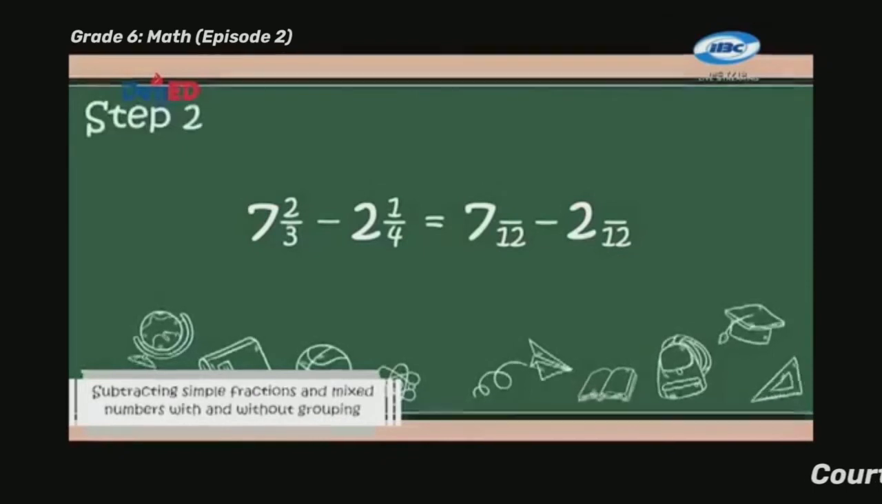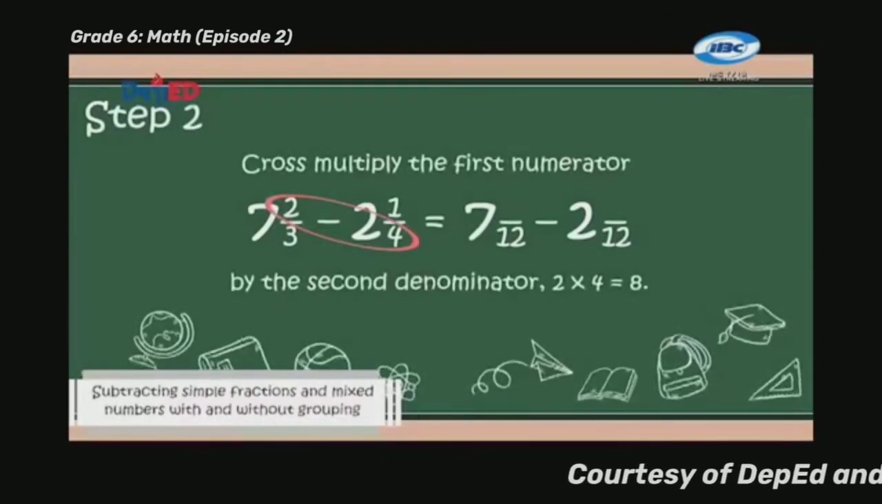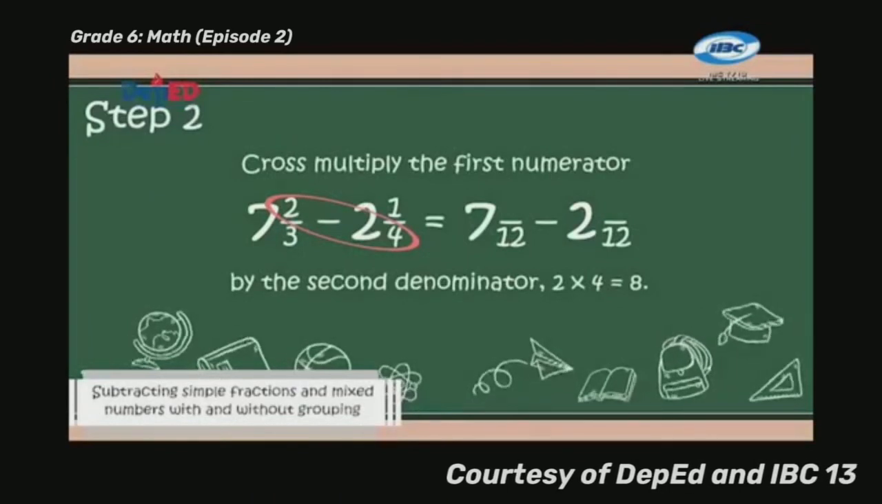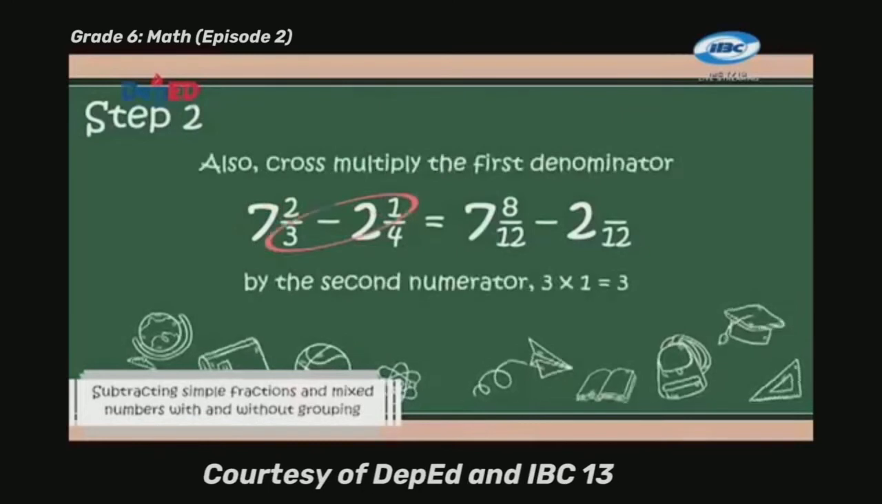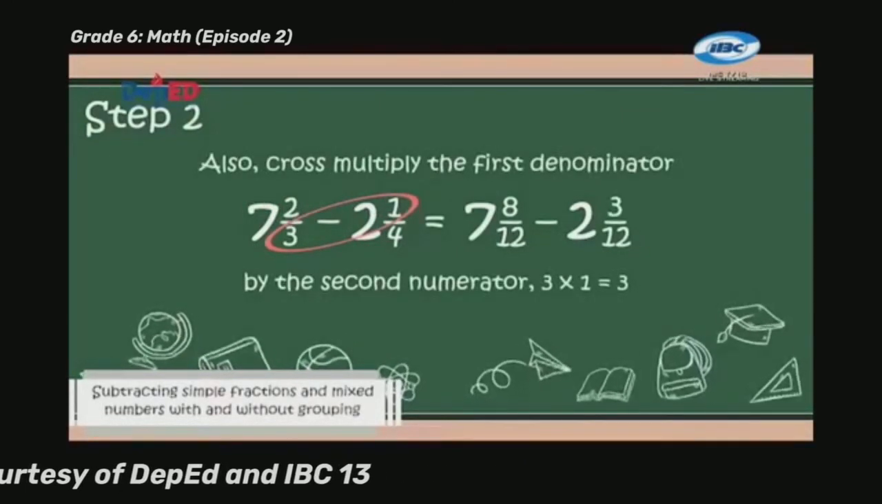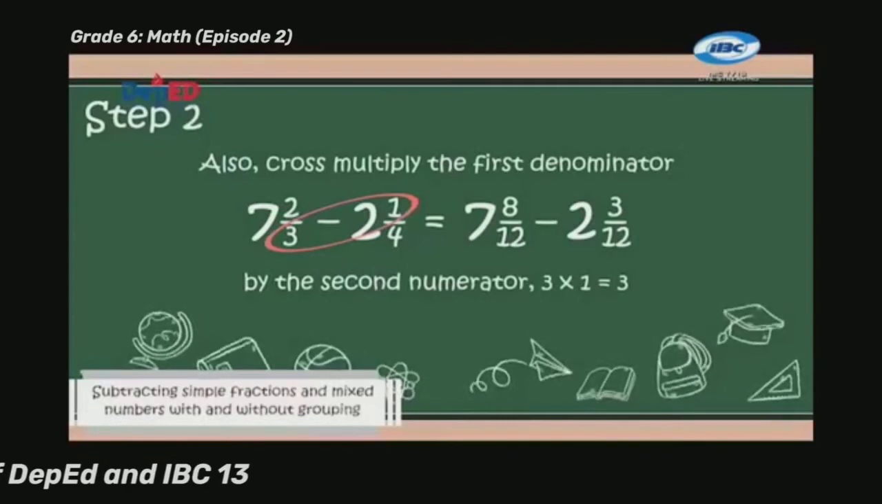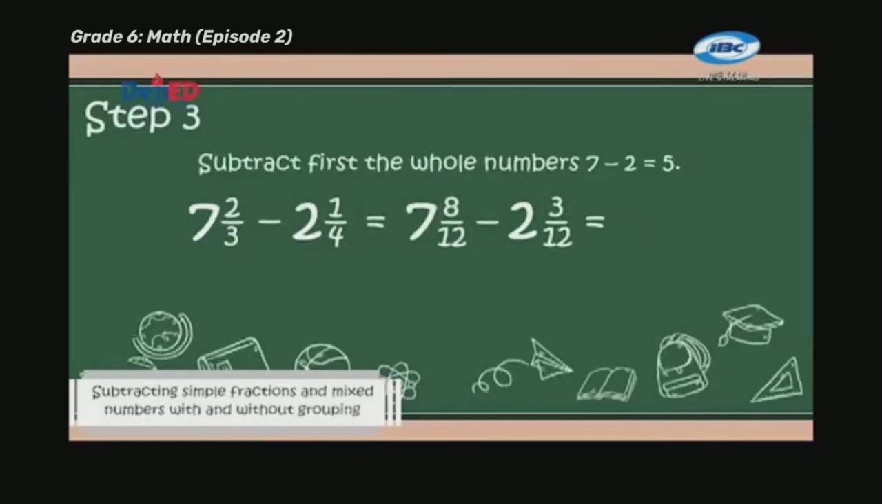Step 2. Cross multiply the first numerator by the second denominator. 2 times 4 equals 8. Also, cross multiply the first denominator by the second numerator. 3 times 1 equals 3. Step 3. Subtract first the whole numbers. 7 minus 2 equals 5.